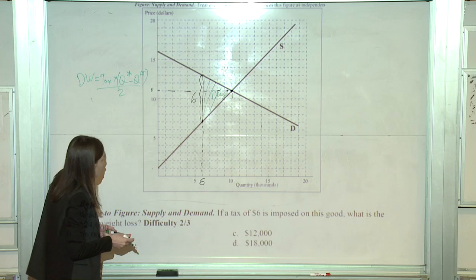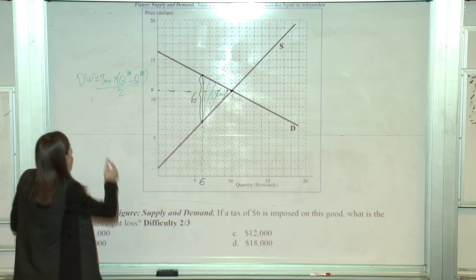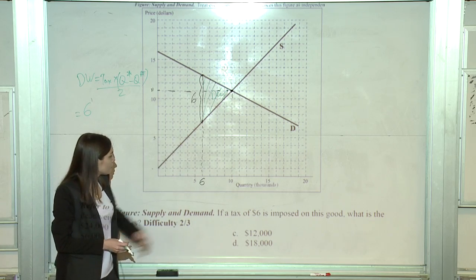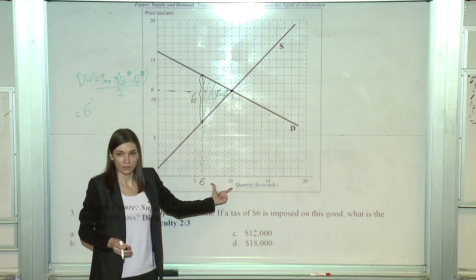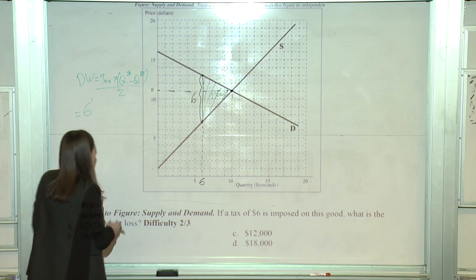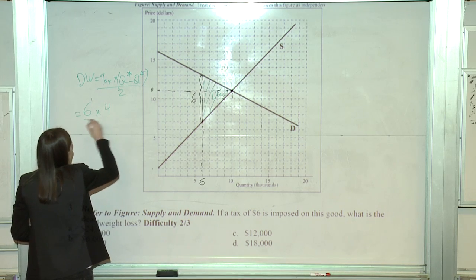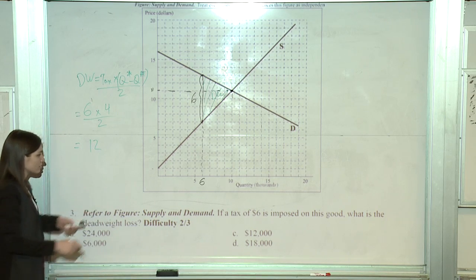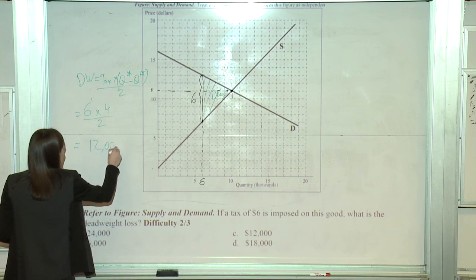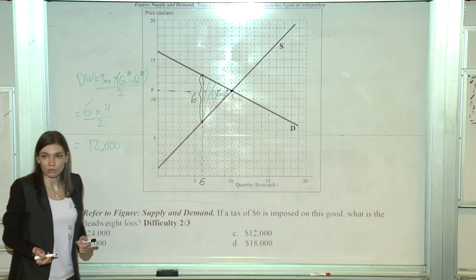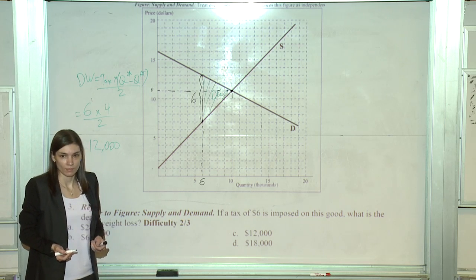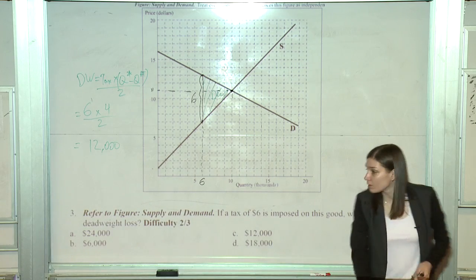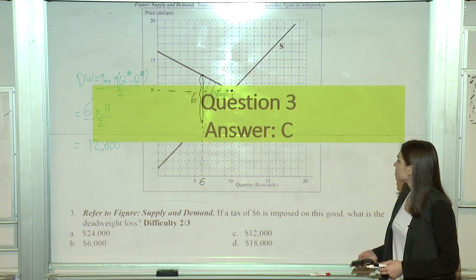And now we know everything here, so we can just plug it in. The tax is $6. And then the difference is we started at 10, and now we're at 6, so the difference is 4 units. Divided by 2, it is 12, and this is in thousands, so $12,000. This would be the deadweight loss. Okay? So the answer would be C.